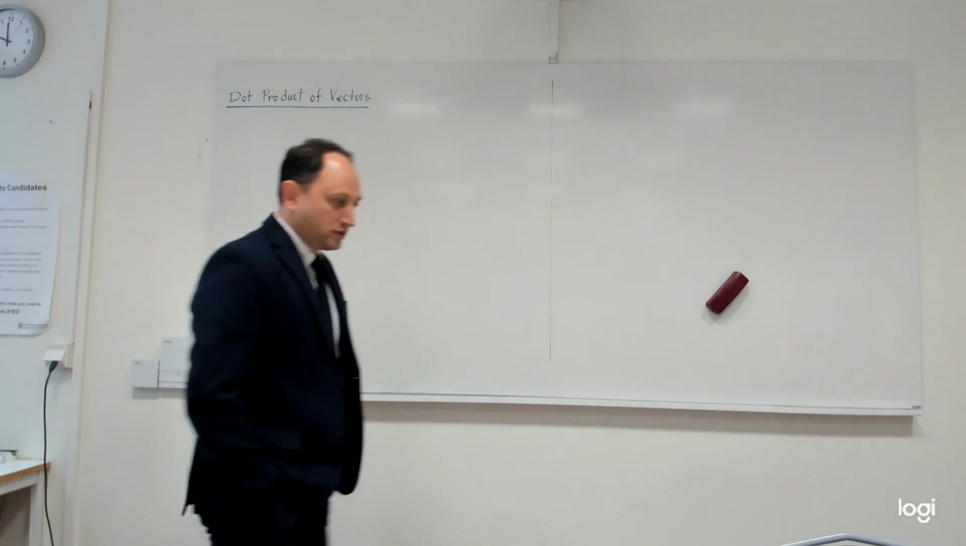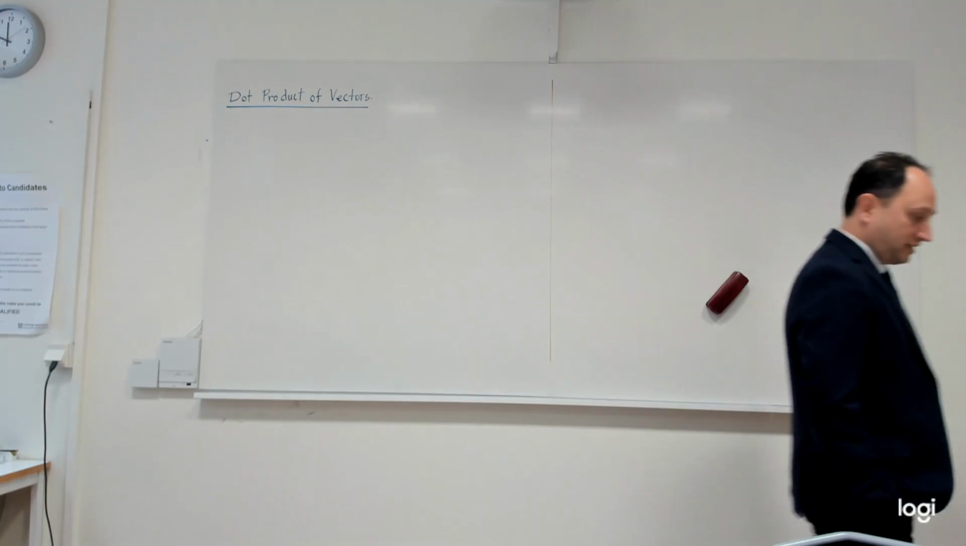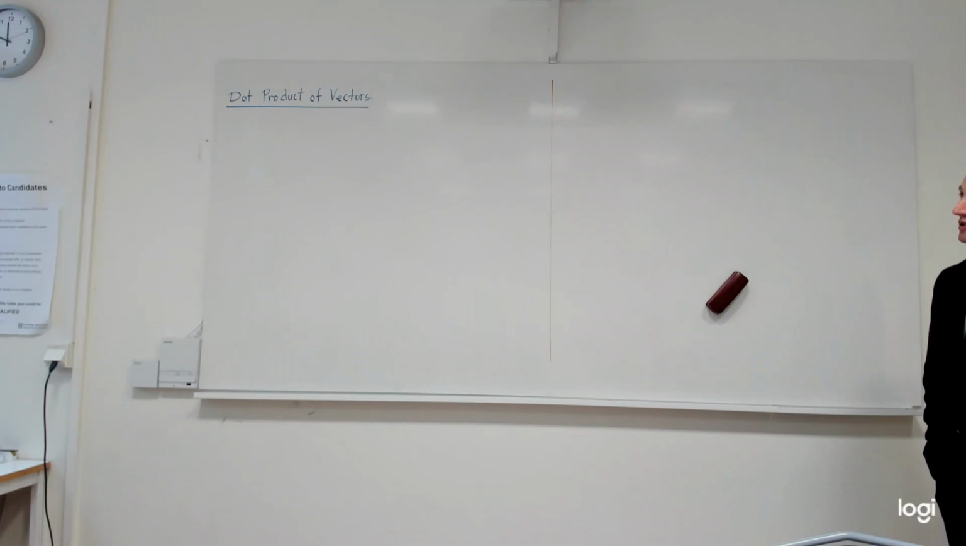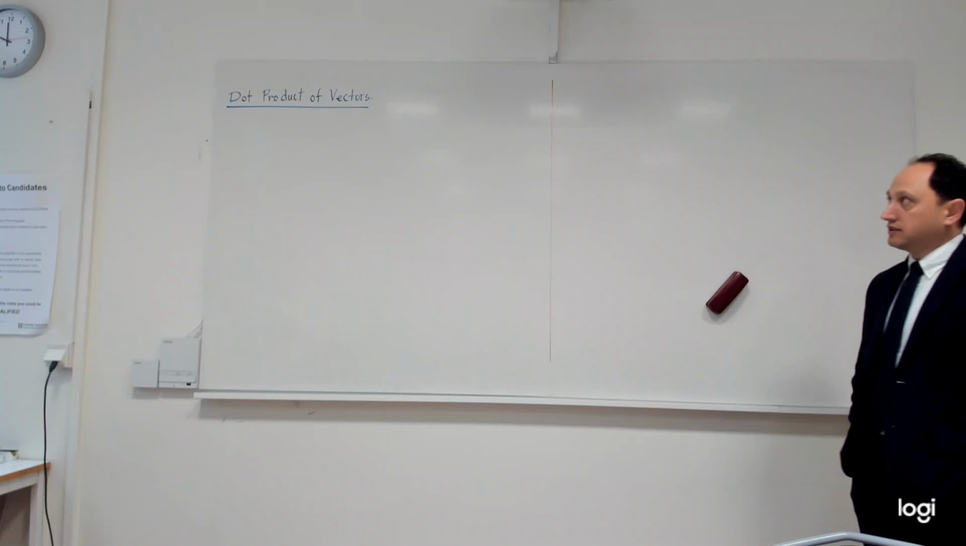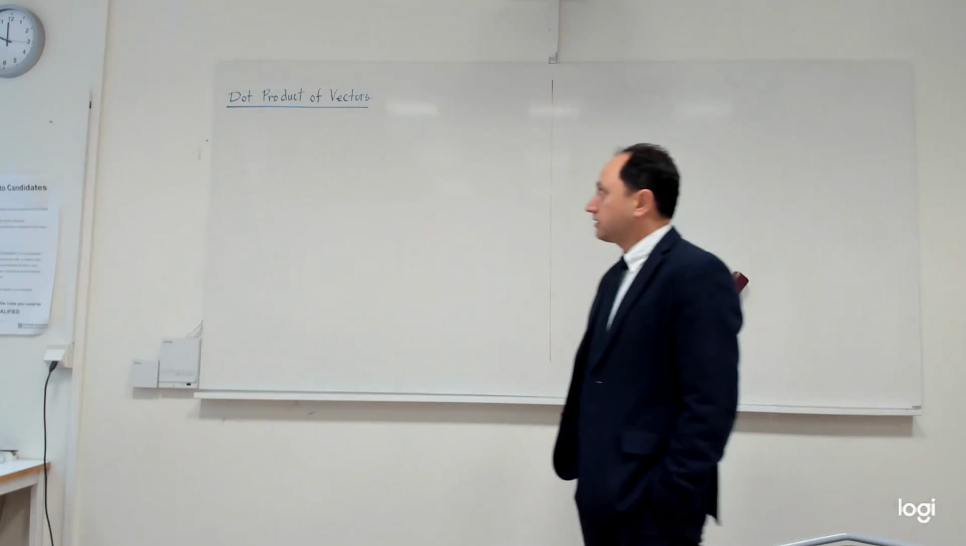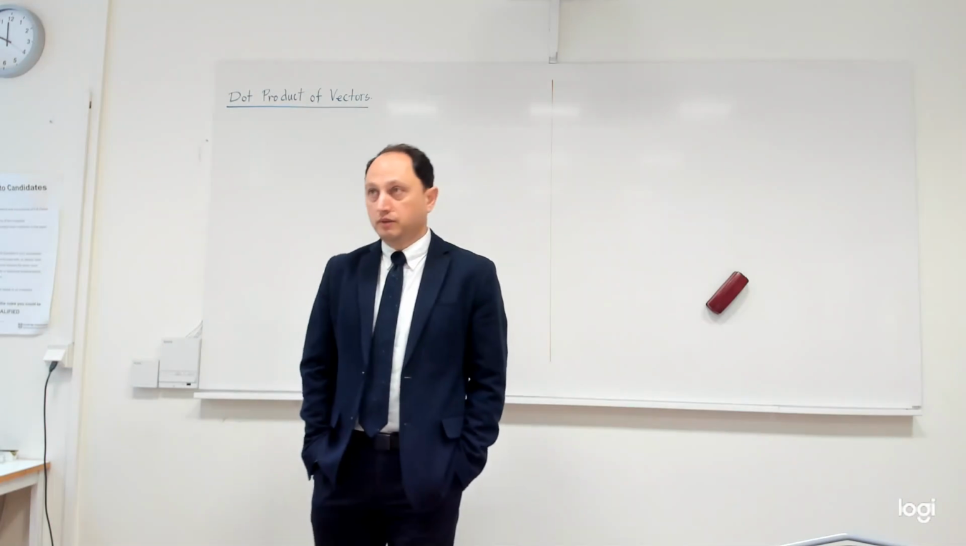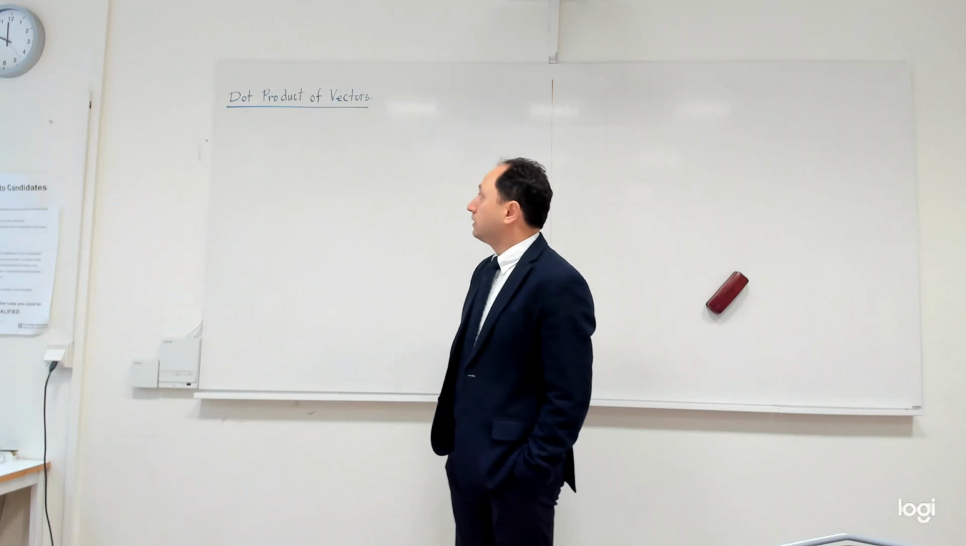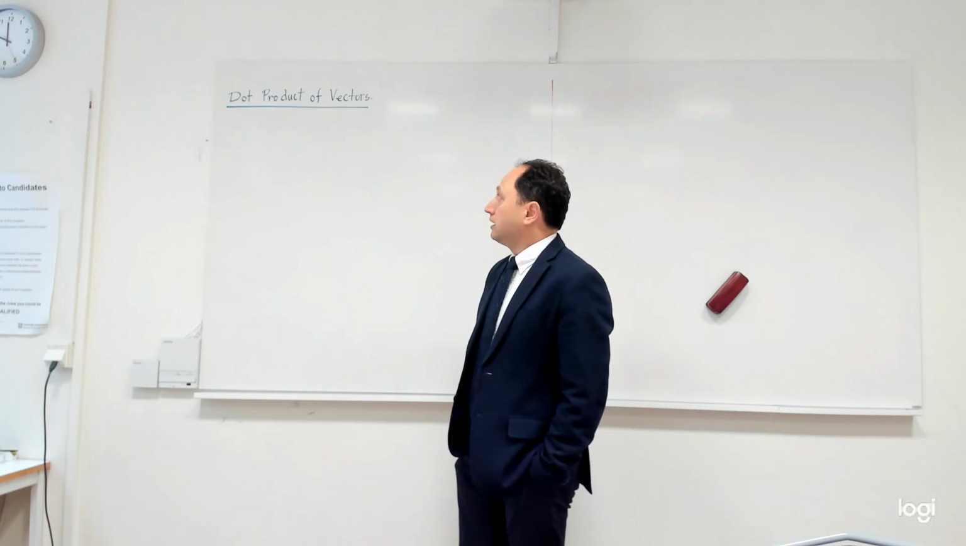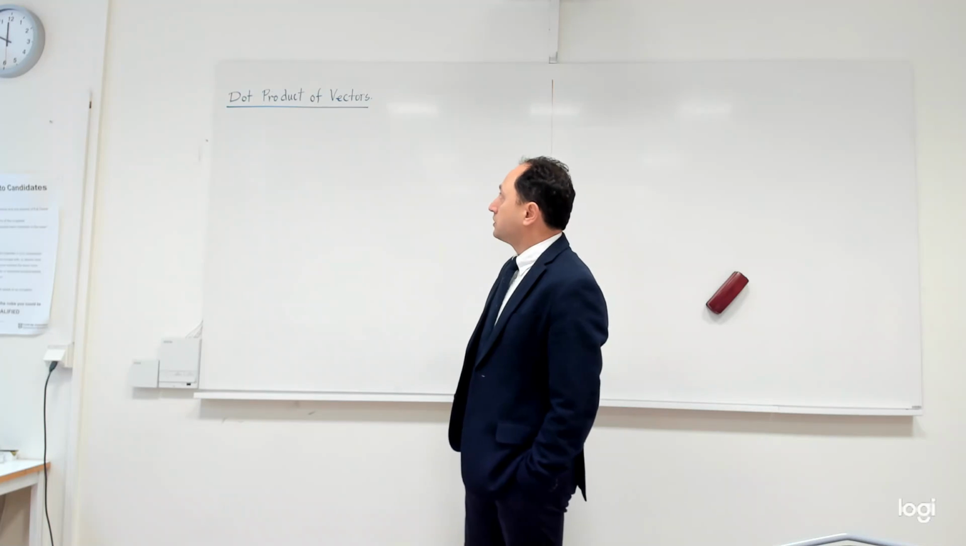Okay, good morning. So let us continue our discussion about vectors. So far we introduced the notion of vectors, we learned how to add them, subtract them, and we also learned how to multiply just a number into a vector, yes? Now we want to define another operation between two vectors, and that's called the dot product of vectors.